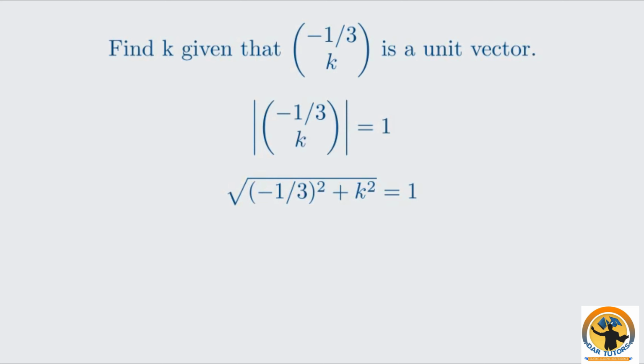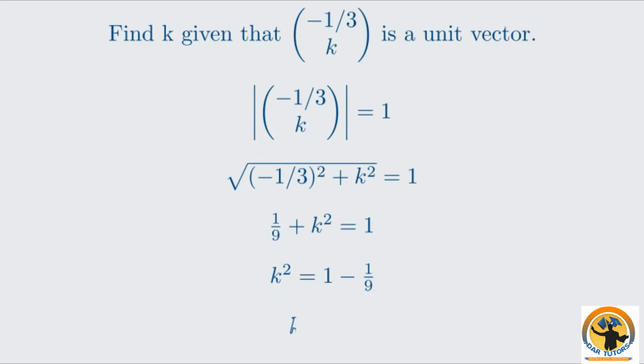To solve for k, we can square both sides of the equation. Squaring both sides removes the square root. Negative 1/3 squared is 1/9. So we have 1/9 plus k squared equals 1. Now we isolate k squared. Subtracting 1/9 from both sides gives k squared equals 1 minus 1/9, which is 8/9.